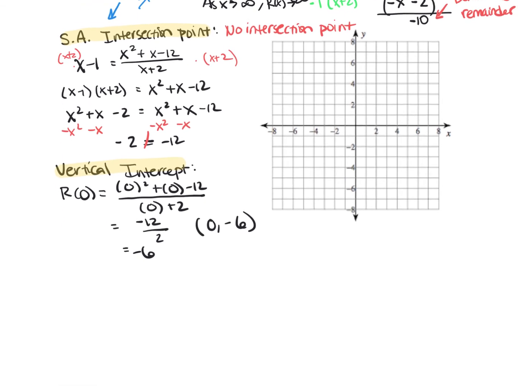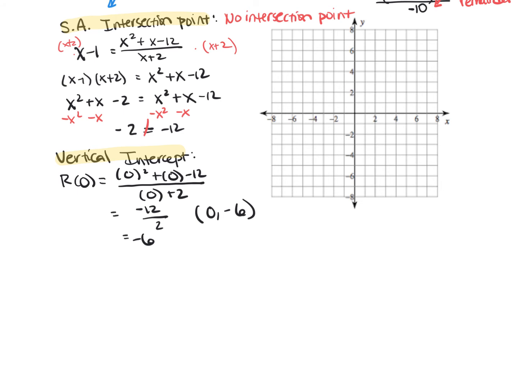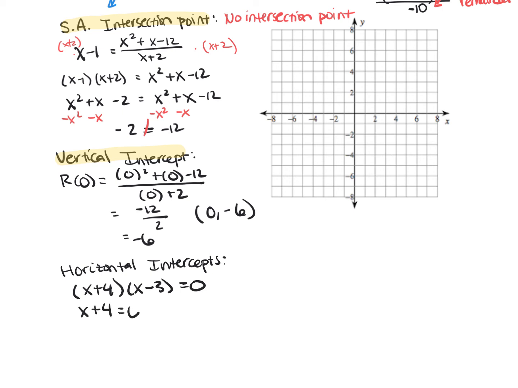The very last feature here that we're going to be finding is our horizontal intercepts. So for our horizontal intercepts, we're going to make sure that we set either the entire function equal to 0 or the numerator equal to 0. In this case, I'm just going to set the numerator equal to 0, and I'm going to be using the factored form to do that with, but you can do either. So now that we have our numerator set equal to 0, I'm going to set each of these factors equal to 0.